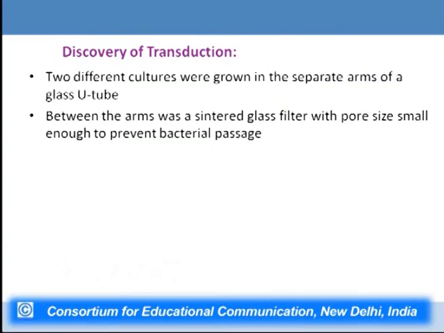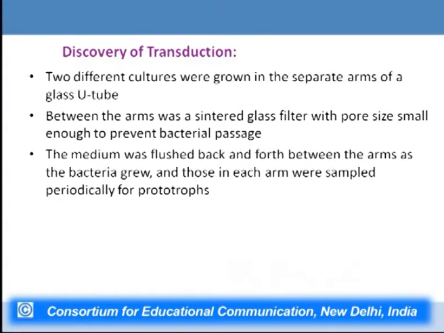Between the arms was a sintered glass filter with a pore size small enough to prevent bacterial passage. The two arms were separated by a glass filter, and the pore size was very small, so that bacteria could not transfer from one side of the tube to the other. The medium was flushed back and forth between the arms as the bacteria grew, and those in each arm were sampled periodically for the existence of prototrophs.